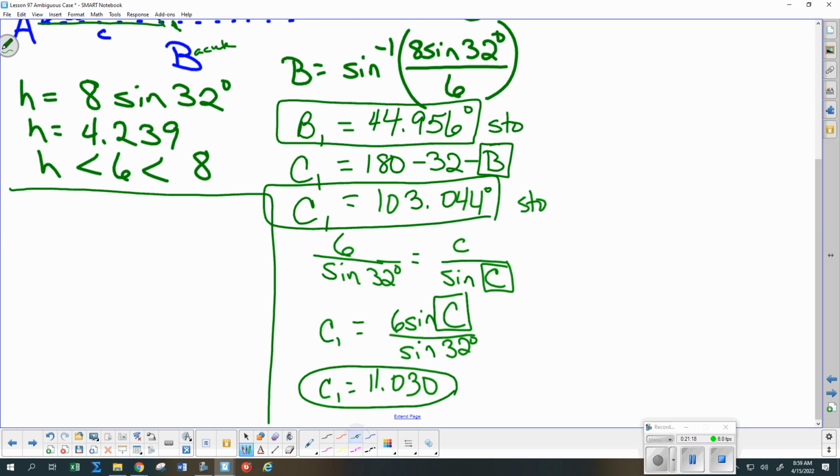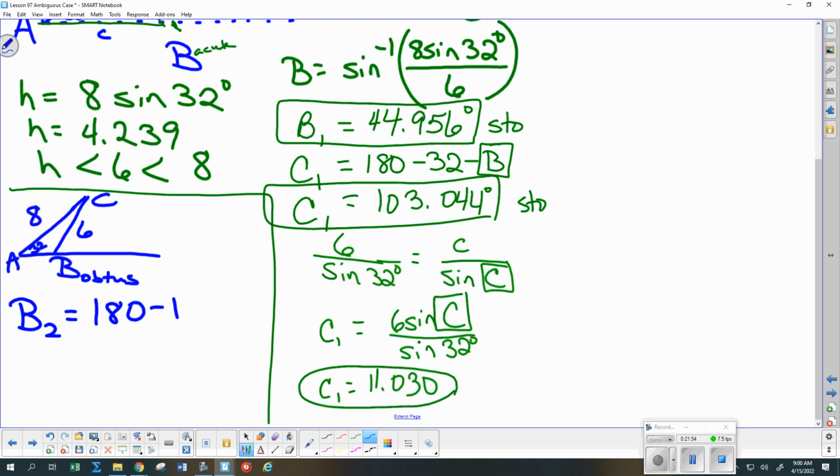Now we want to get our other possibility for our angle down there at the bottom. This is going to be the one where we still have like this, but we're going to swing it in like this time. So this is the one where B is now going to be obtuse. And this was A, and this was C, and this was 8, and 32, and 6, I think it was. So to get our second B, all we have to do is take 180 minus that B that we stored.